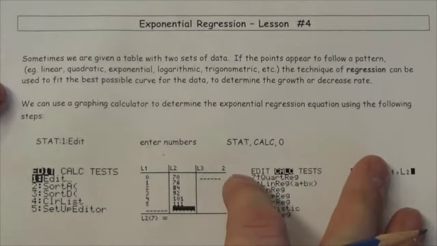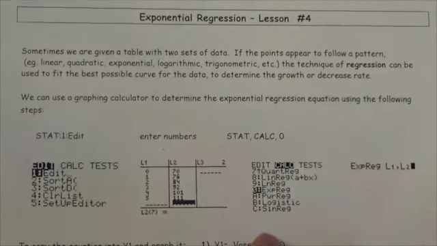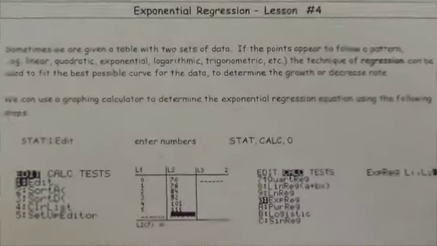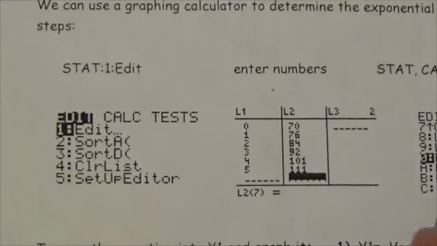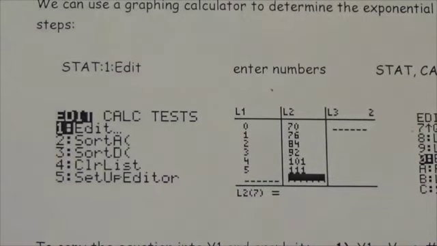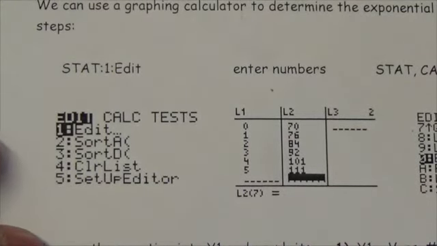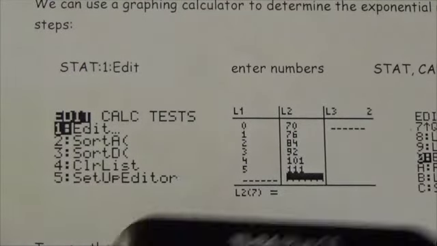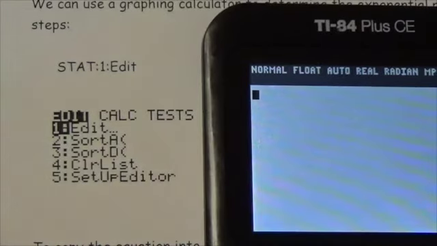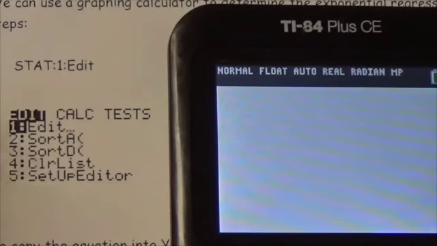So we can access those. We're going to follow along the steps and see how this works. We're going to pull out our graphing calculator and do an exponential regression. We're going to look at some data that has an exponential relationship, and let the calculator model it. So first of all, we're going to press stat.